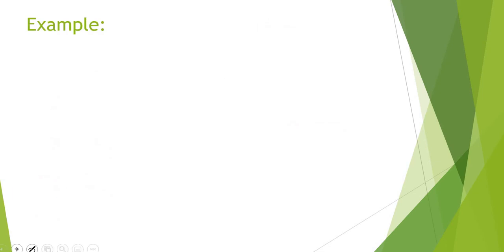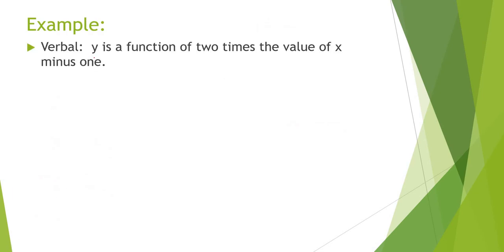So here's an example. A verbal description of a function could be something like, y is a function of 2 times the value of x minus 1. Now if we want to change this to an algebraic description or an equation, give yourself a second and see if you can do that. Can you change this verbal sentence to an algebraic sentence? Hopefully you came up with this, y equals 2x minus 1, 2 times the value of x minus 1.